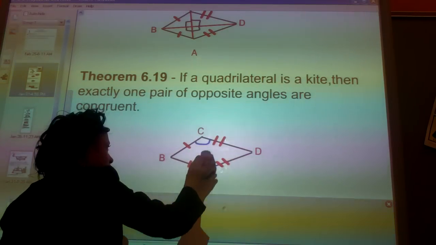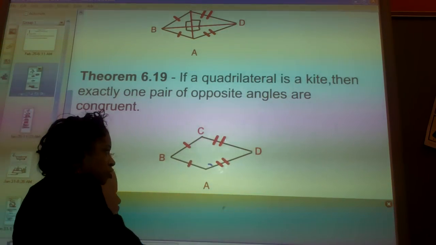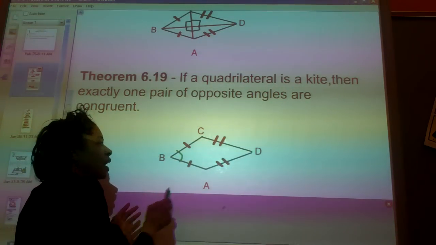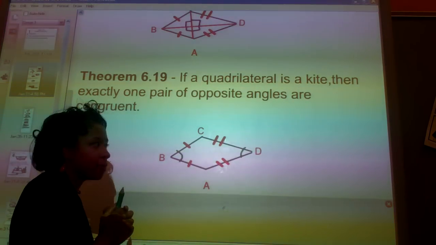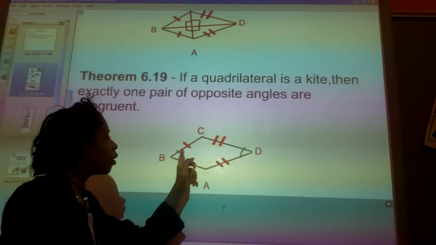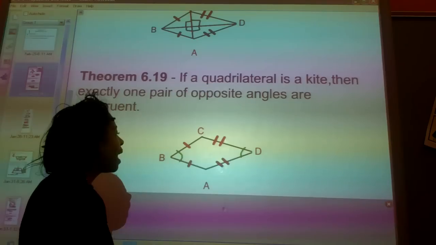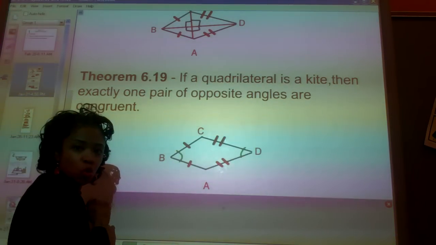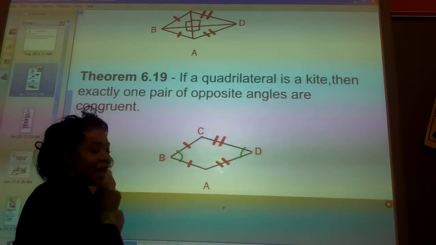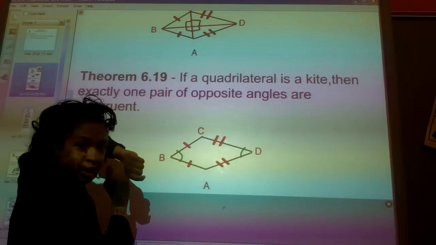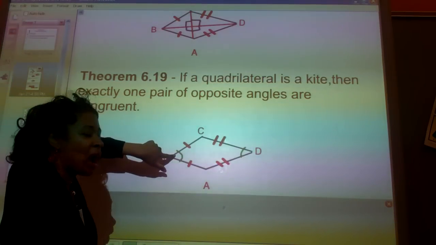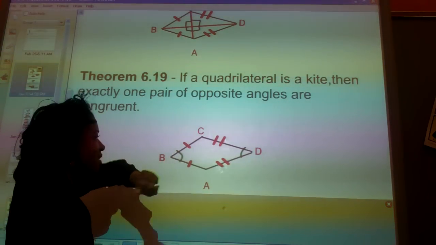Now watch. No, I cannot switch these. I can't make this up and say, oh, angle B must be congruent to angle D. That's not true on a kite. How do I know angle B is not congruent to angle D? Because if I look at the 2 consecutive legs, BC and BA, they are congruent. That means the interior angle cannot be the angle I'm referencing. That's a no-no.